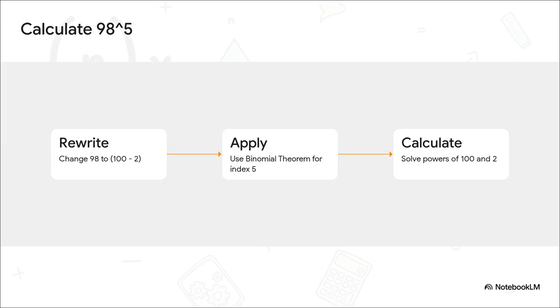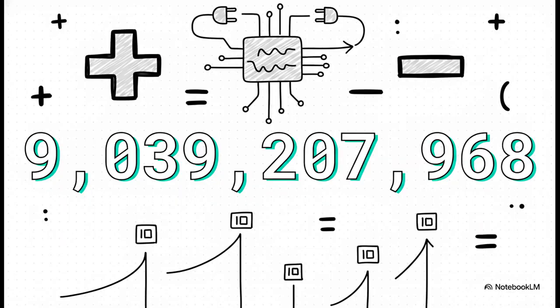And the combinations from the 5th row of Pascal's triangle give us our coefficients: 1, 5, 10, 10, 5, 1. So you plug those in, do a little bit of basic addition and subtraction with those alternating signs we just learned about, and boom, 9,039,207,968. No way, right? You just solved a massively complex exponential problem relying mostly on addition, subtraction, and simple powers of 10. That is the sheer computational power you've just unlocked.